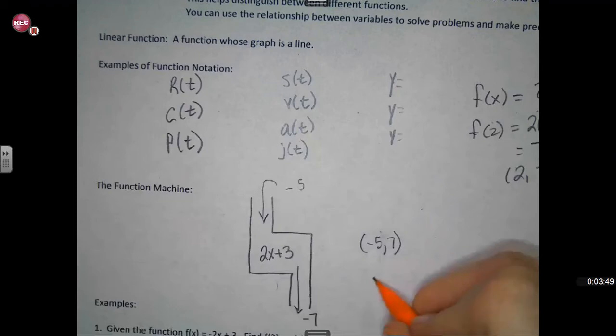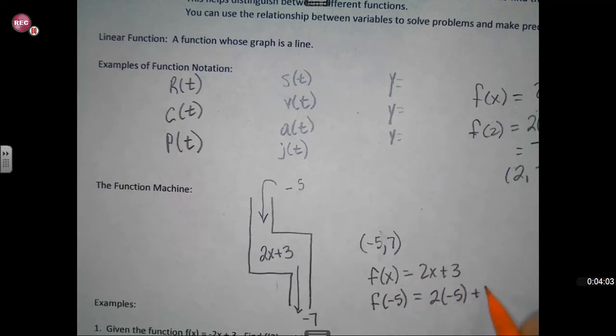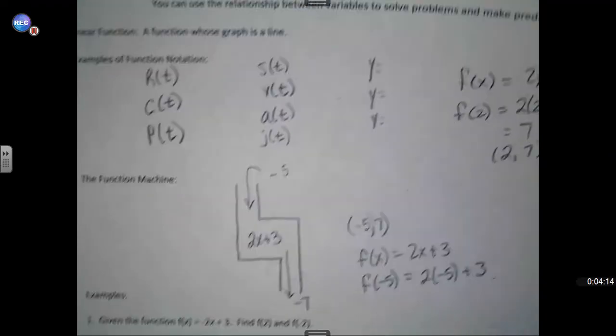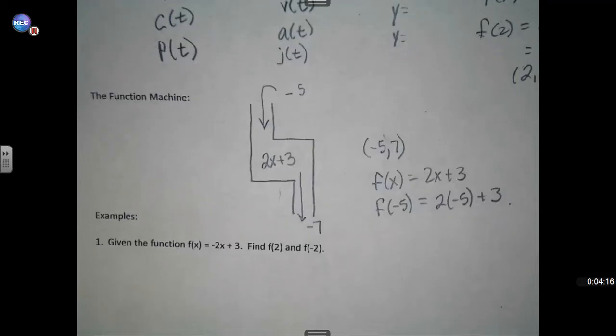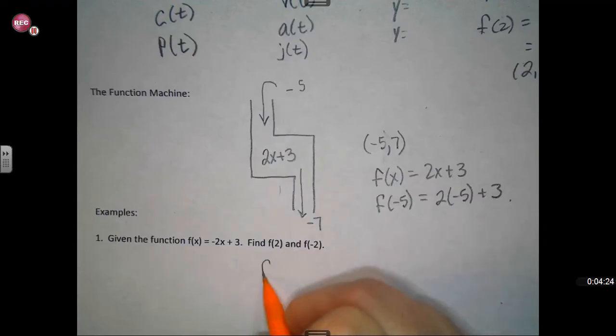Or we could have also written f of x equals 2x plus 3, and so f of -5 is 2 times -5 plus 3. This is a notation we need to get used to. And that's exactly what the first homework problems are like in your online assignment. They're giving you f of x equals -2x plus 3, and they want you to find f of 2.